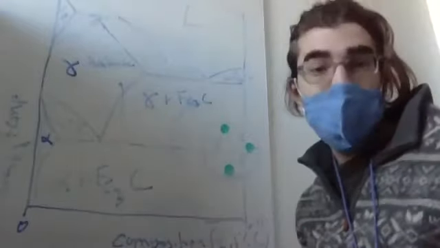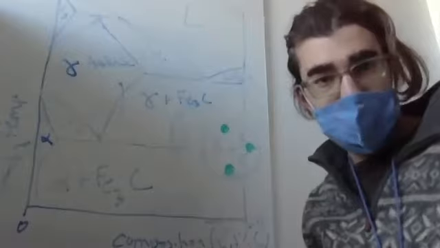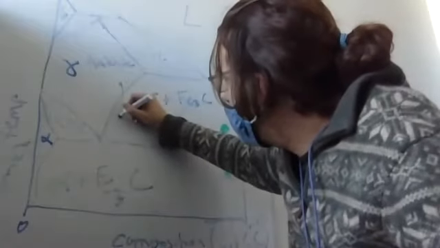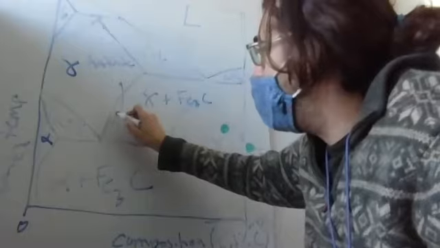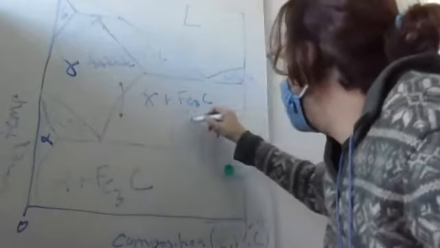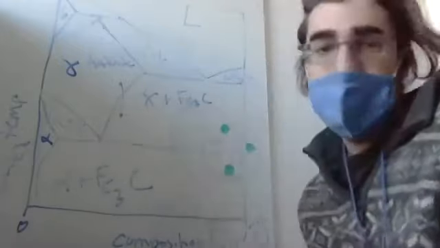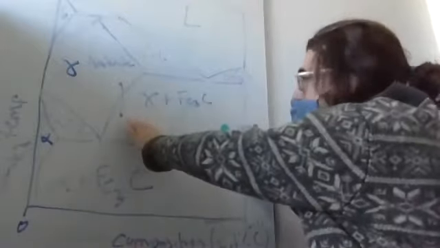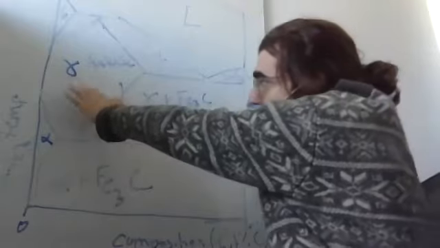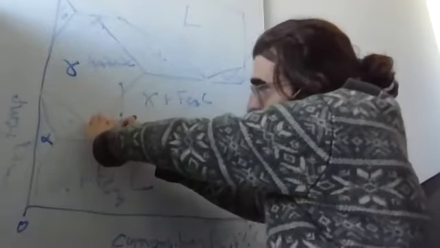And if we wanted to know the ratio between austenite and cementite, we could do the lever rule, right? So here's the lever rule. So we can compare this length to this length, right? To get a ratio of the two phases, where this length on the right corresponds to austenite, and this one on the left corresponds to cementite.